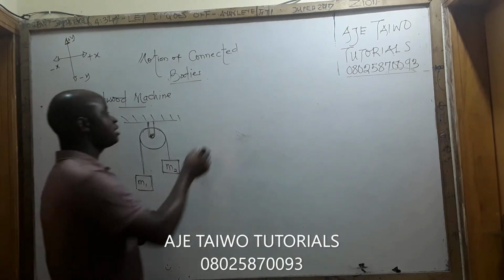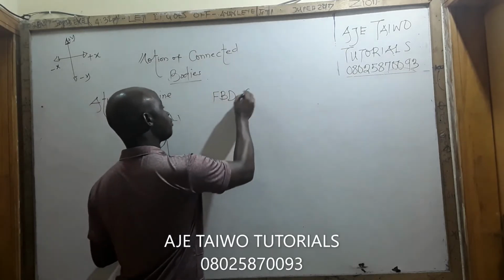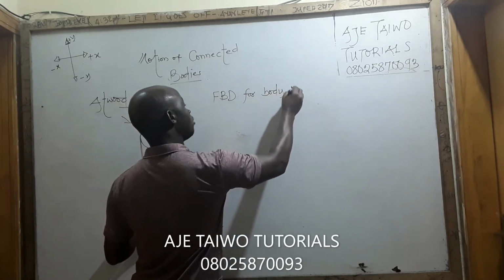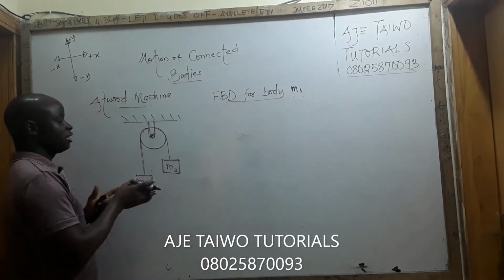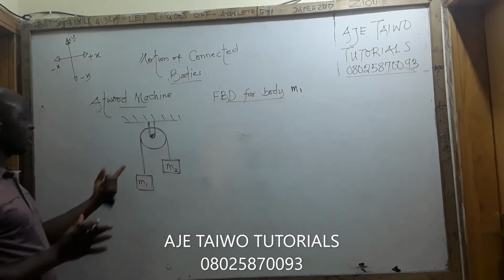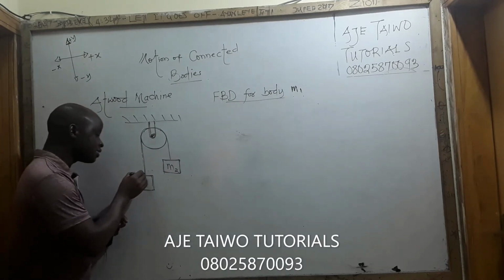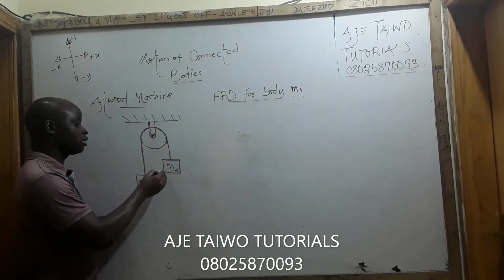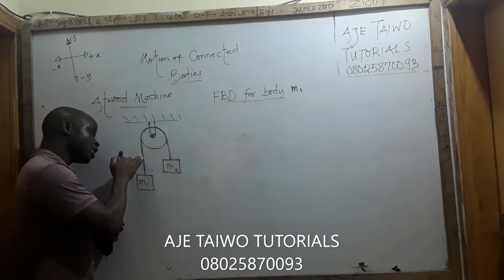For instance, let's see the free body diagram for body M1. We want to find the tension on the rope. The tension here and the tension here are the same. Why are the tensions the same? It's because this is a single pulley with a single wire. Take note of it. As far as it is a single pulley, the tension here and here will be the same.